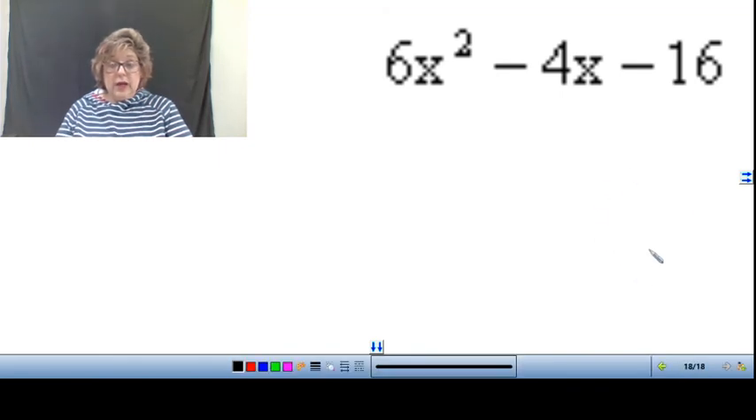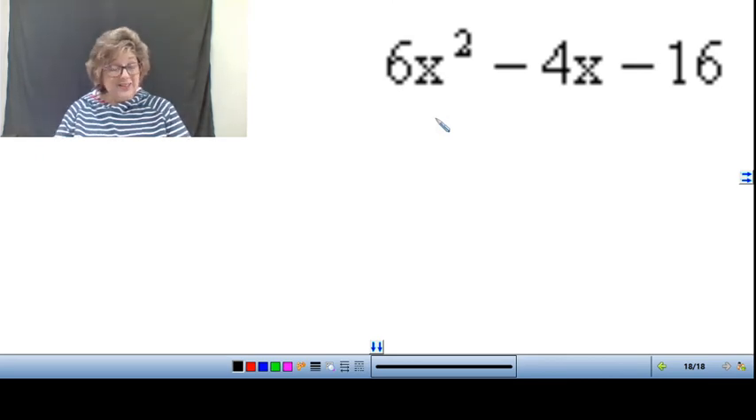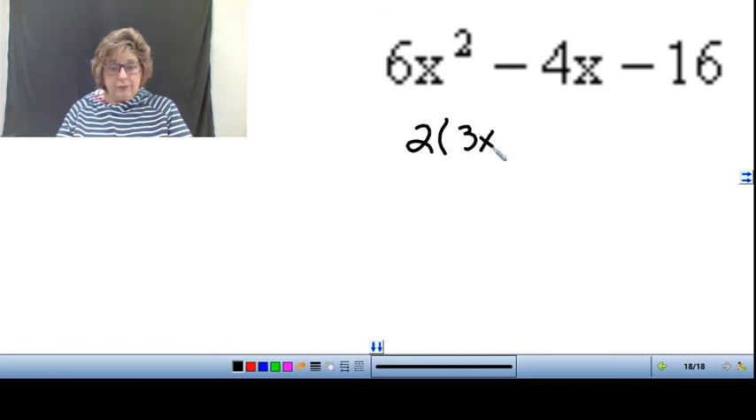Let's look at this one. Now the very first thing I noticed, and if you know your multiplication tables, it's a lot easier to spot this. I know 2 will go into every one of these. So that's the very first thing I'm going to do. Get a greatest common factor out to make it much easier to factor that trinomial. So I'm going to factor out a 2, which gives me 3x squared minus 2x minus 8. Okay? Once I have that, now I can focus on this trinomial.